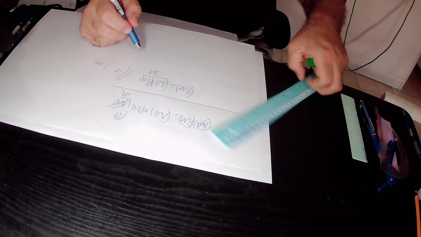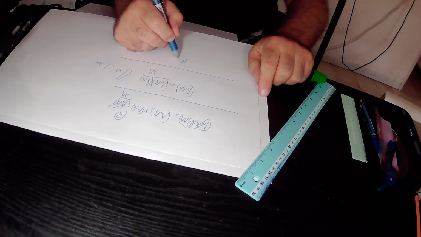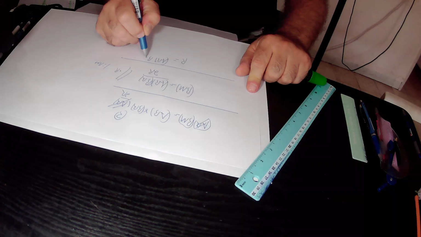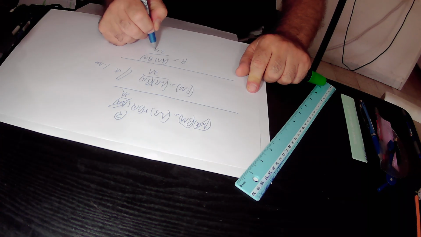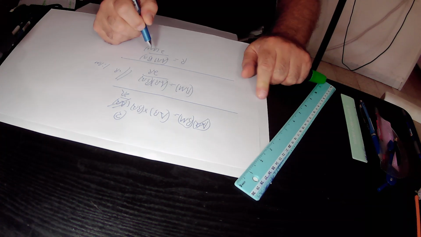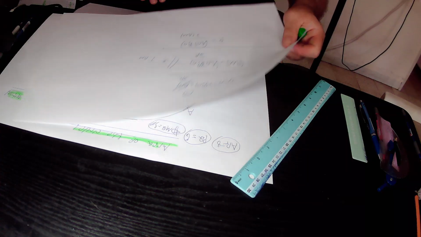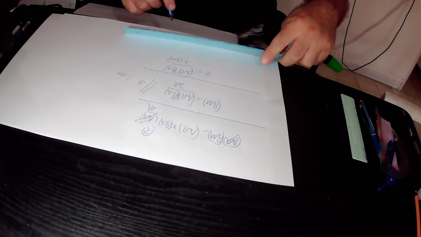And we get that R equals AB times BQ over 2BM. So if you found out that the radius of this circle, R, equals AB times BQ over 2 times BM.